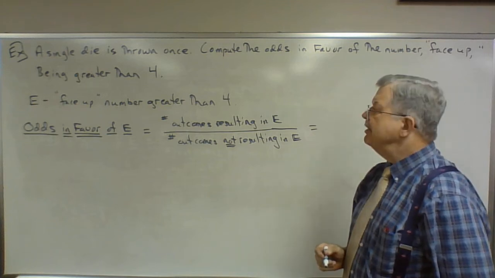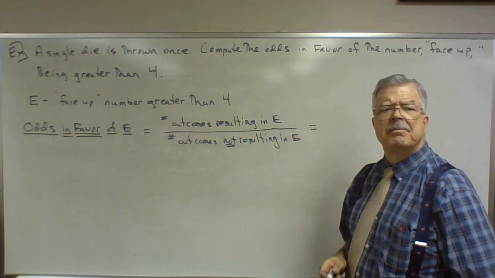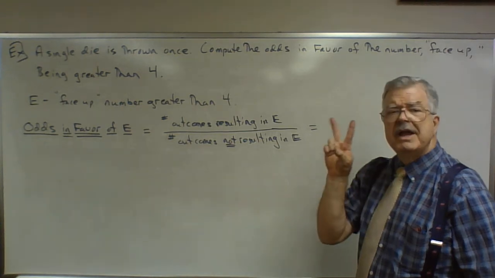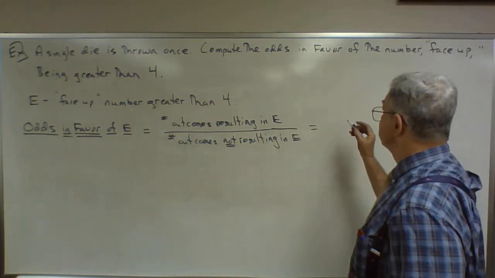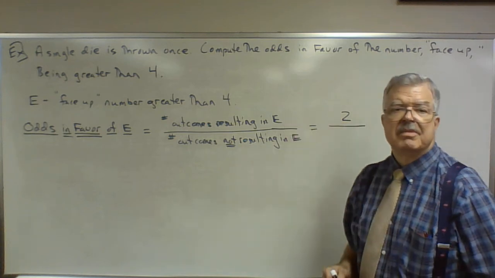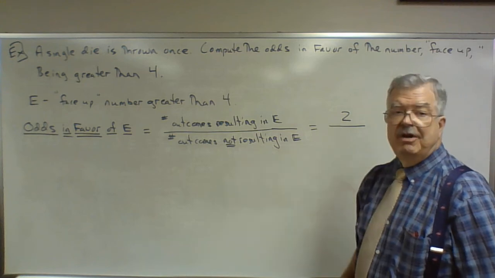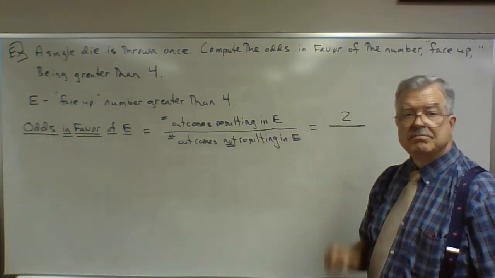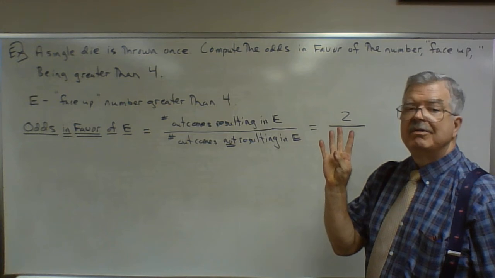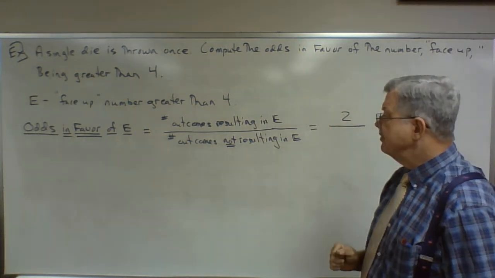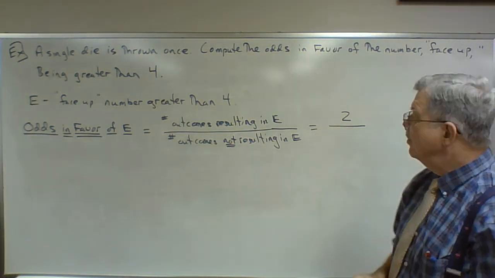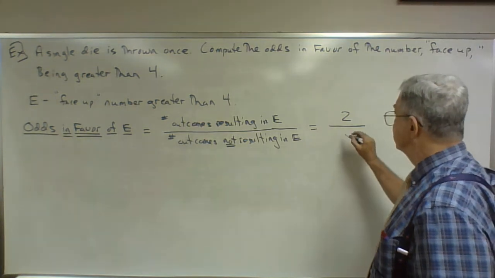How many outcomes result in getting a number greater than 4? Just 2, right? We can either get a 5 or a 6. There are 2 ways that we can get a number greater than 4. So the number of outcomes resulting in E are 2. How many outcomes don't result in a number greater than 4? 4 of them, right? 1, 2, 3, 4. None of these are greater than 4. So the outcomes that don't result in E are 1, 2, 3, 4. There are 4 ways that E can fail to occur.